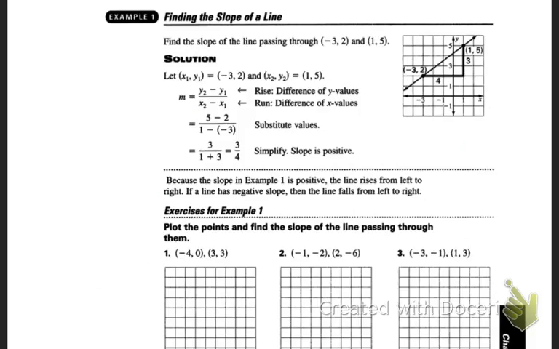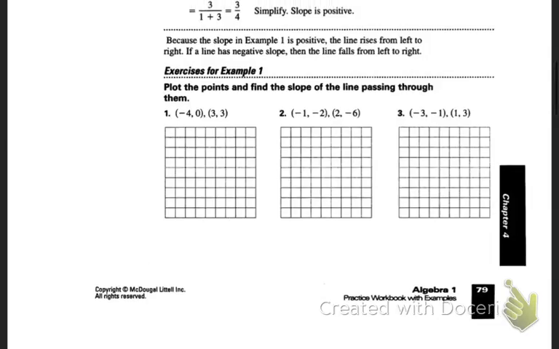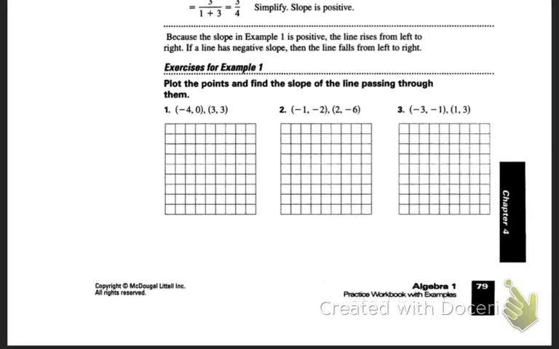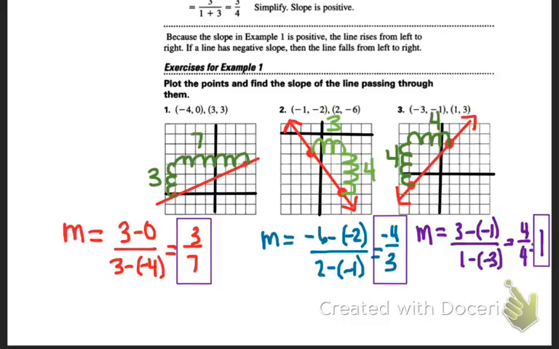All right, so let's take a look at our exercises for example 1. Plot the points and find the slope of the line passing through them. You can plot them if you like, or you can just use your slope formula. It's up to you. I just want you to find the slope. Press pause. When you're ready to check your answers, press play.